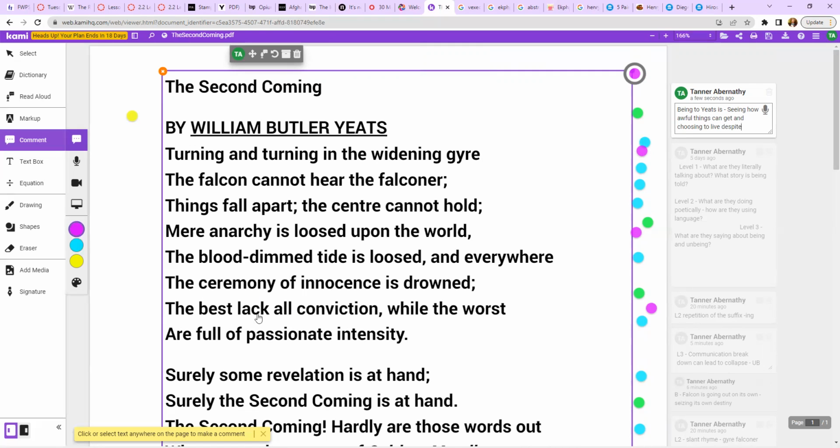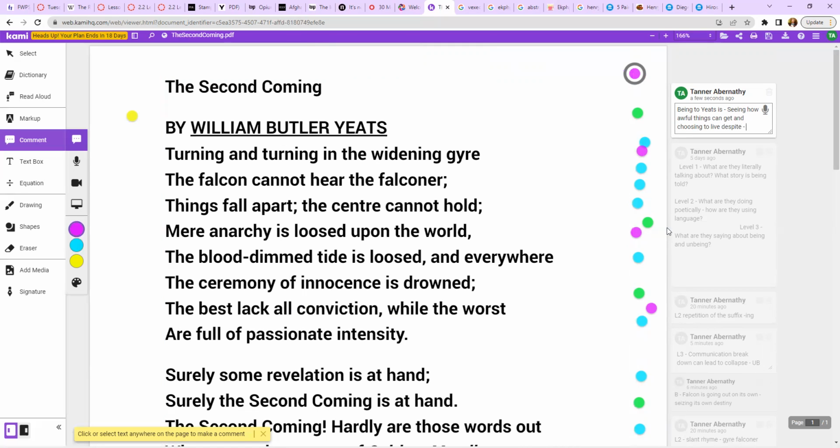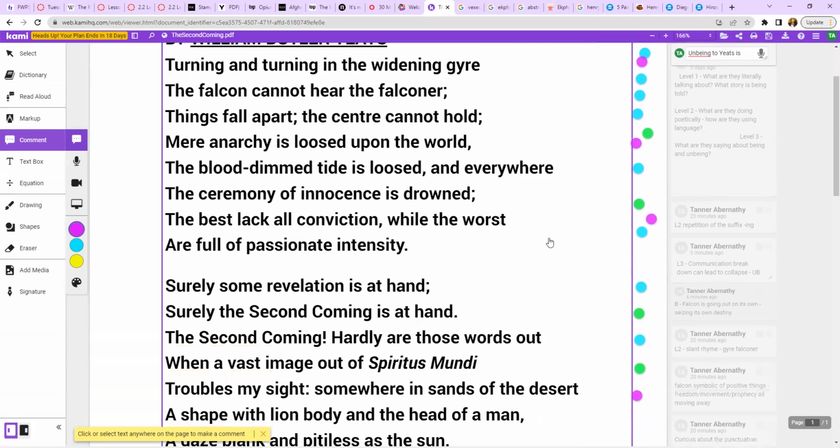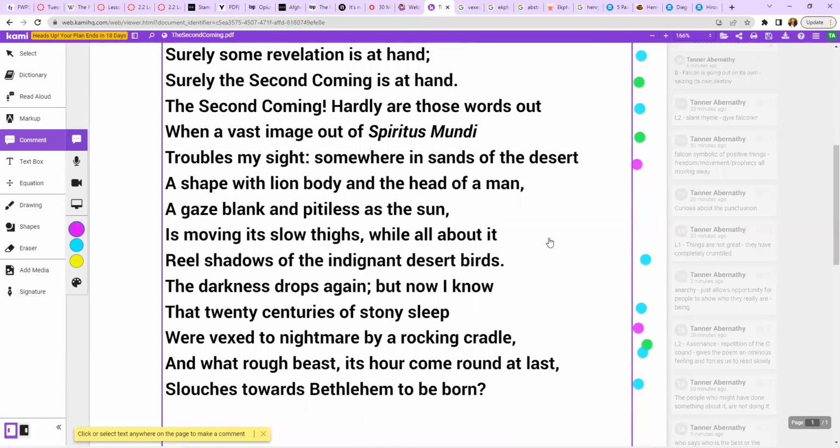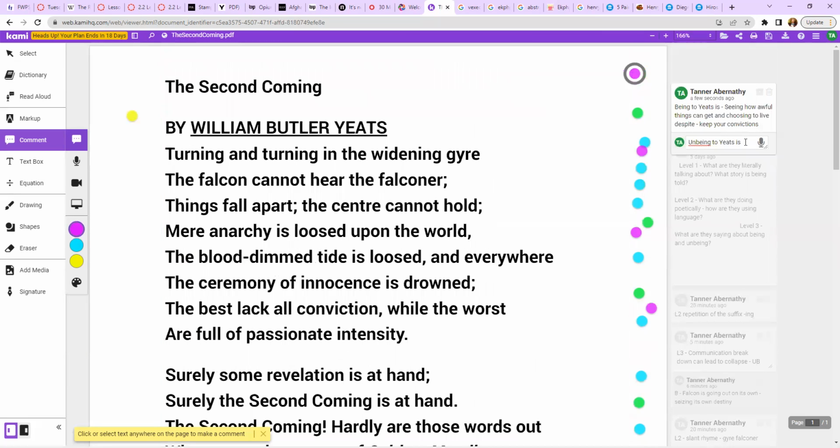The best lack all conviction is, how do you keep your convictions, I guess? Keep your convictions, right? Conviction is just this feeling of doing the right thing. Where unbeing, and I'll just write it here, unbeing to Yeats is going along with, I'm going to say, despair.